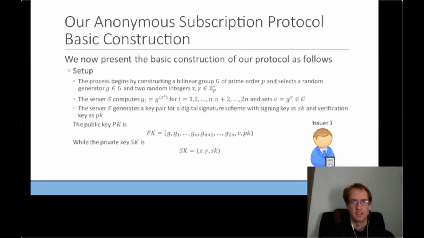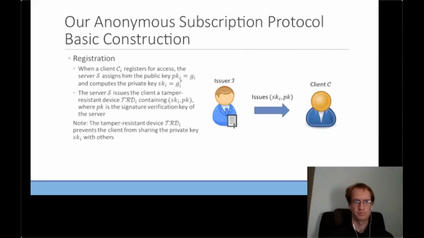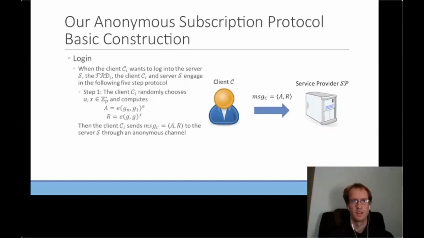We now present the basic construction of our protocol as follows, which effectively creates an instance of the Boneh et al. broadcast encryption scheme, and in addition creates a key pair for a digital signature scheme with signing key SK and public key PK. When the client wants to register, they are distributed a private key for their particular case, and the signing key, which is stored in a tamper resistant device. Note that the tamper resistant device prevents the sharing of the private key with others. So when the client wants to log into the server with the tamper resistant device, the client and the server engage in the following 5-step protocol.